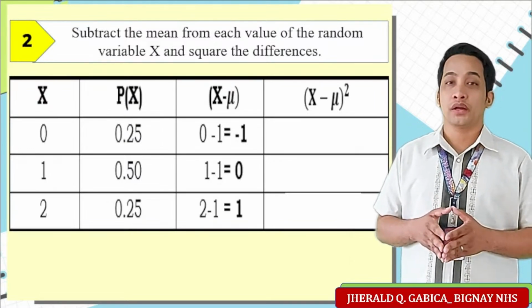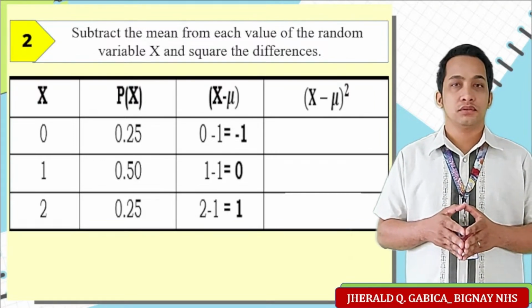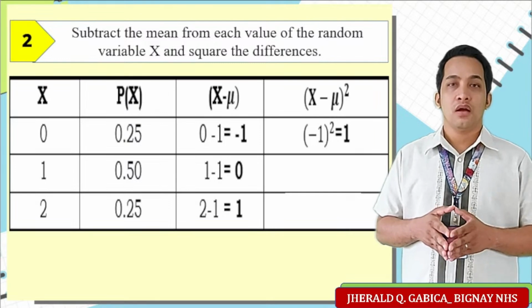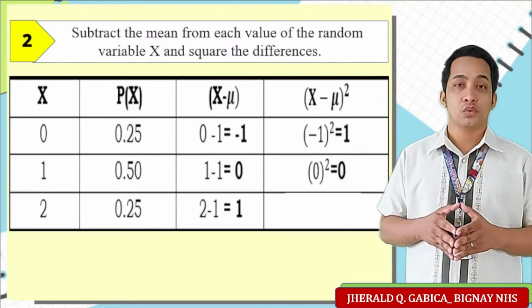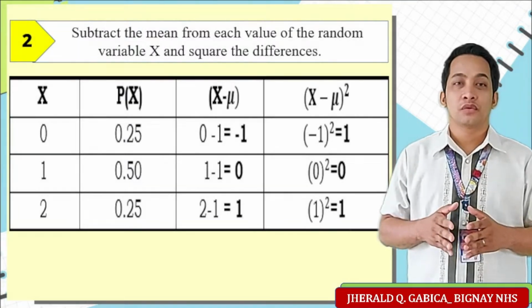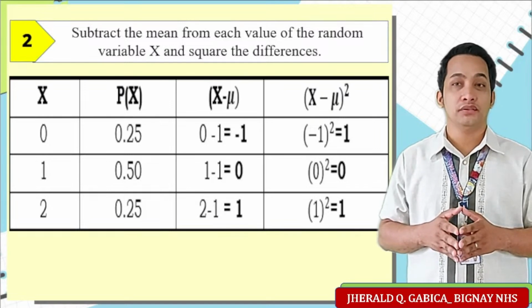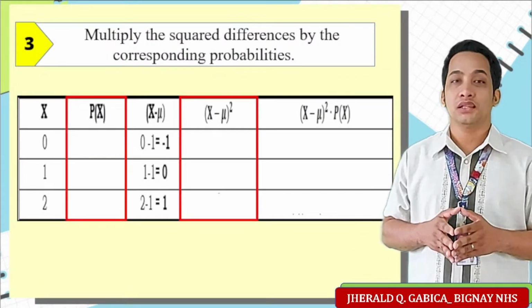Next, we square the differences. Negative 1 squared is equal to 1. 0 squared is 0. And 1 squared is equal to 1. For step number 3, we multiply the squared differences by the corresponding probabilities. So we will add another column.